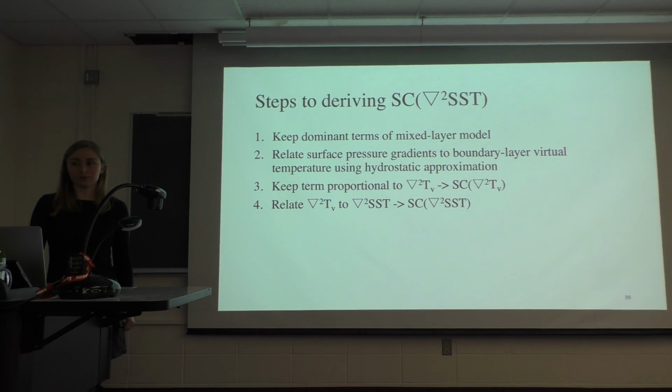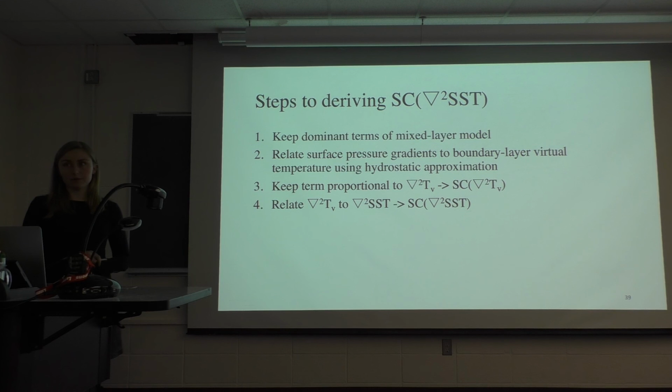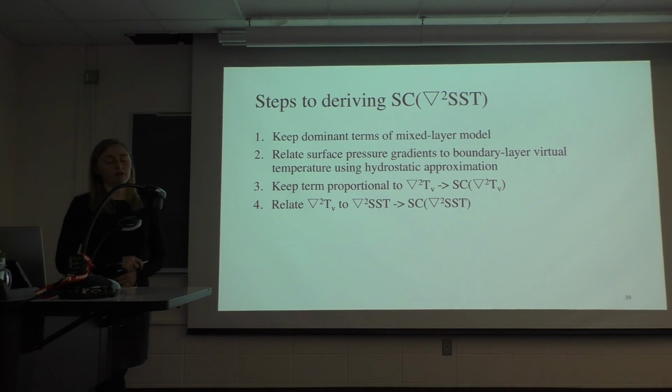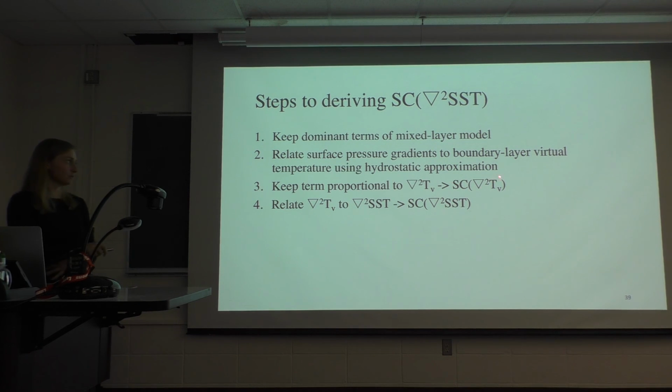So here we are. This is 4 steps this time instead of 5. We're going to come up with an expression for surface convergence proportional to the Laplacian of SST. So we start with that mixed layer model that I mentioned, and we keep the terms that dominate over tropical oceans. And 2 of those terms are the surface pressure gradient terms. We can relate the surface pressure gradient to boundary layer virtual temperature using the hydrostatic approximation combined with the ideal gas law. When we do that, we end up with a term in the surface convergence expression that's proportional to the Laplacian of boundary layer virtual temperature. And we hang on to that approximation.